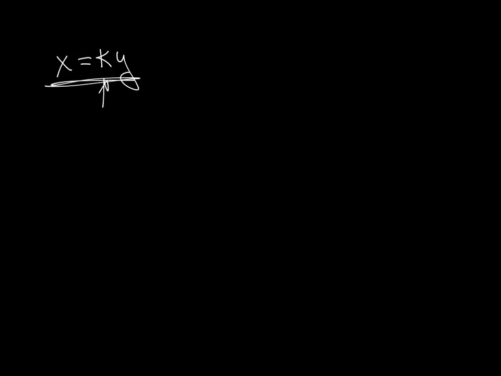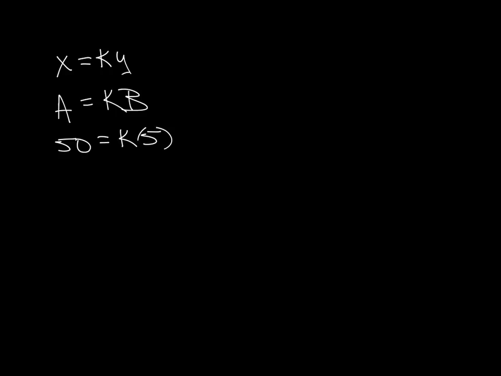So let's look at one of these real quick of what we did prior. Example 80.1: a varies directly as b. If a is 50 when b is 5, what is the value of a when b is 7?